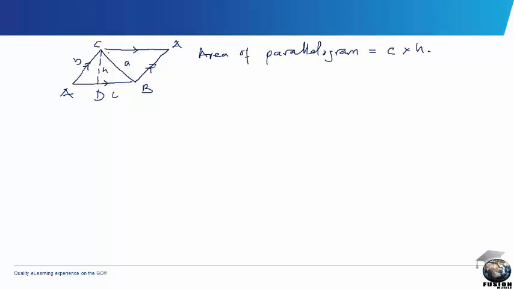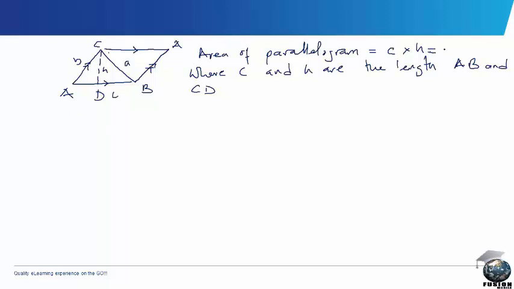We'll explain further, where C and H are the lengths AB and CD. We'll go ahead having this in mind, and then determine the area of the enclosed triangle, the triangle inside the parallelogram.